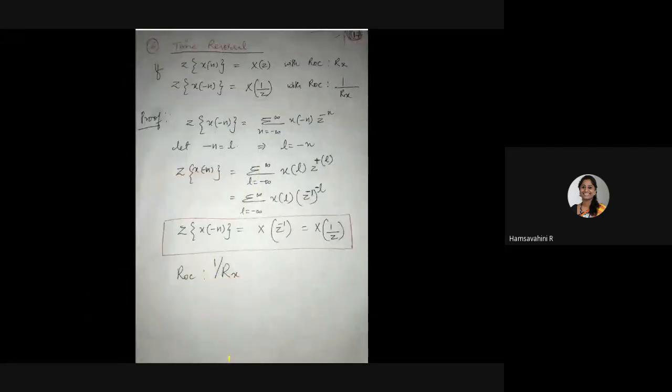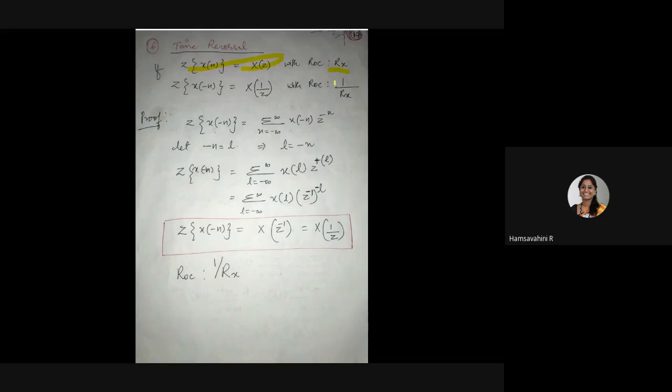Okay, next we'll move on to one more important property, that is time reversal. Suppose I have a signal x of n whose z transform is X of z with the ROC Rx. If I fold that signal, what is the z transform? Suppose if I ask you to find the z transform of x of minus n, in that case, the z transform will be X of 1 by z, or I can say X of z inverse.